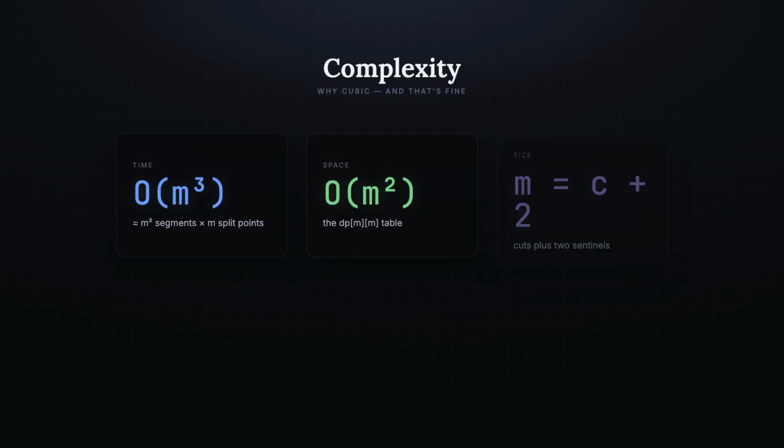Complexity. There are order m squared segments, and for each we scan up to m split points. That gives order m cubed time and order m squared space, where m is the number of cuts plus 2.